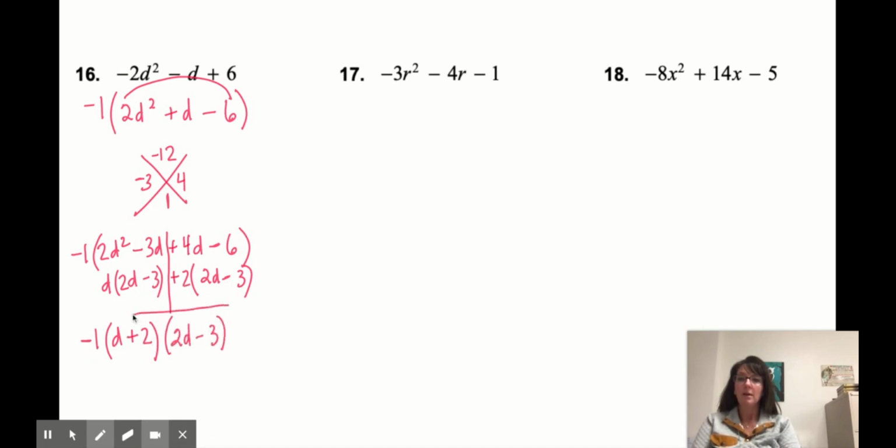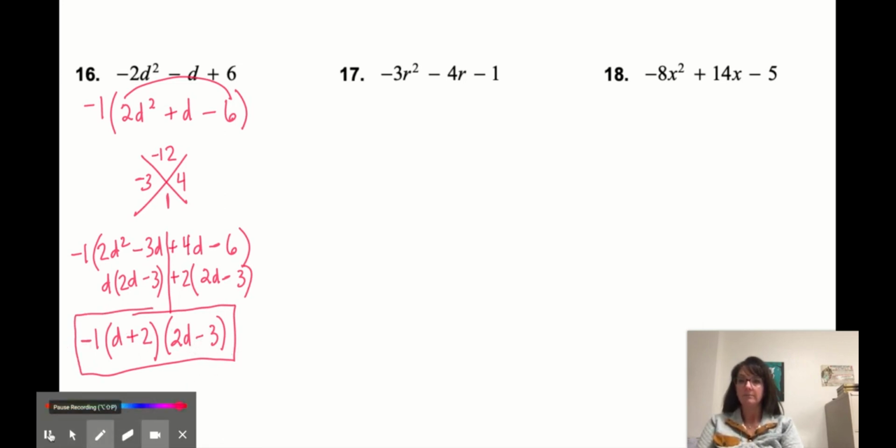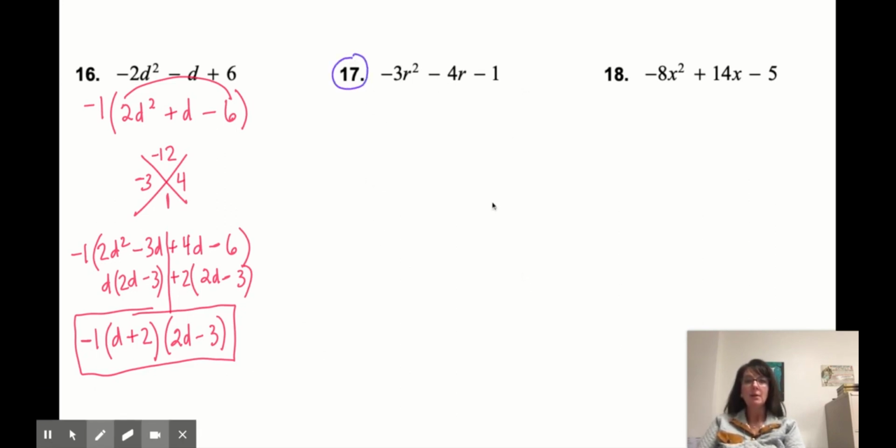and what's in here, the common factor of 2d minus 3. And again, you can multiply this all together, and the way you would do that would be you could FOIL this to get the trinomial and then times it by negative 1. Okay, I know this was a lot. I want you to go ahead and try number 17. Pause the video, work it out, and then we'll move on to 18 here in just a little bit.